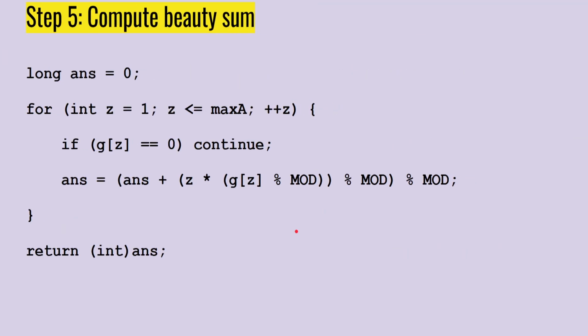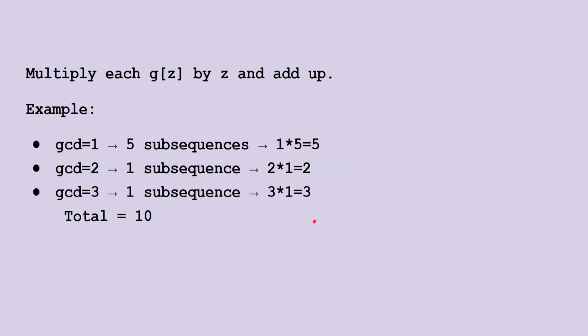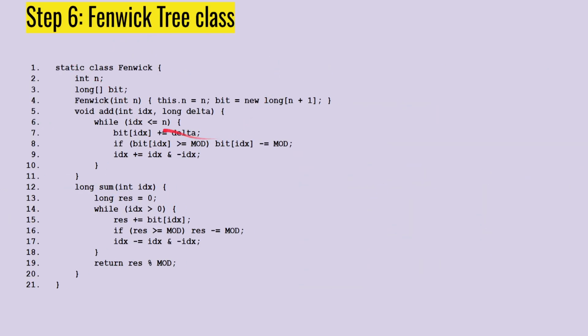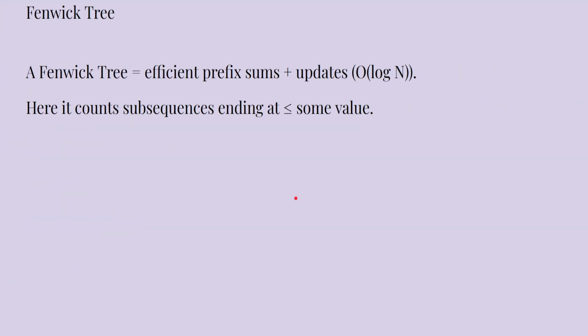Now we have to compute the beauty sum. You know how to compute the beauty sum: you multiply, you take the mod, and you get the answer. Each time we multiply the GCD by its count: 5 times, 1 times, 2, and 1 times. We multiply all of these, and the total value is 10, as we have seen. This is how we use the Fenwick tree class, with n and the bit. We'll use the add method and the sum method. The Fenwick tree gives efficient prefix sums and updates in O log n time, and that is why it is very famous.